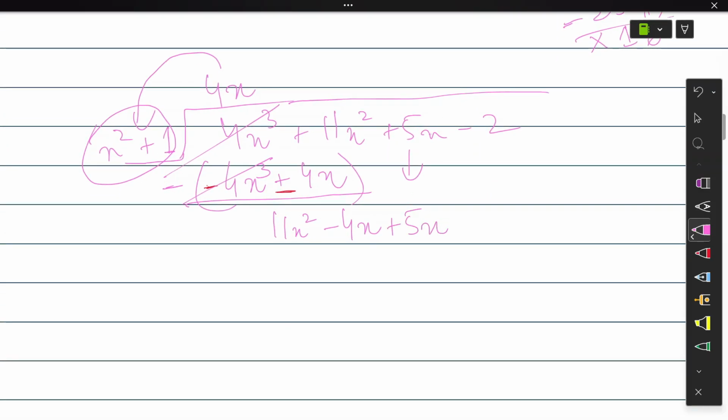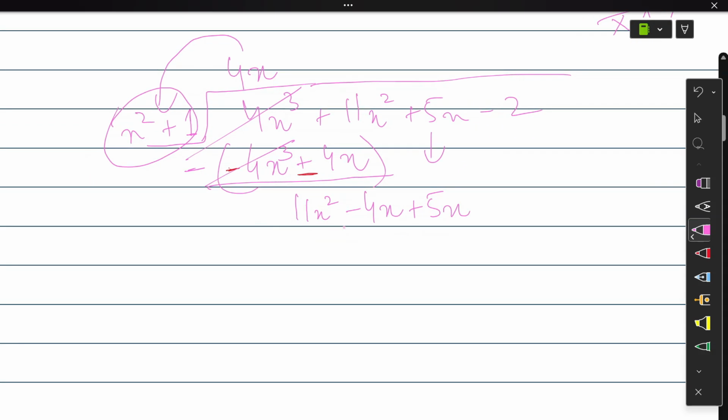Now only the next term is brought down. Forget about 2, leave it upstairs. Now think about this. Again, think about the first term, 11x squared. What do I multiply x squared plus 1 with to get 11x squared? So we multiply by 11, plus 11. We're forming an equation, so it is plus 11. If it were negative 11, this would have been a negative. So you're forming an equation, make sure you're adding the sign above as well.